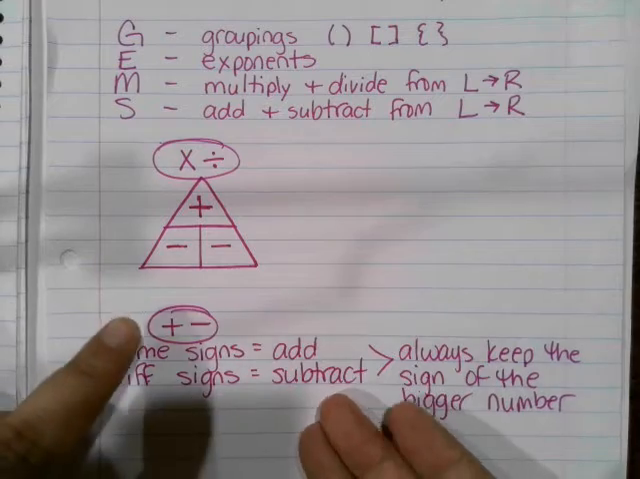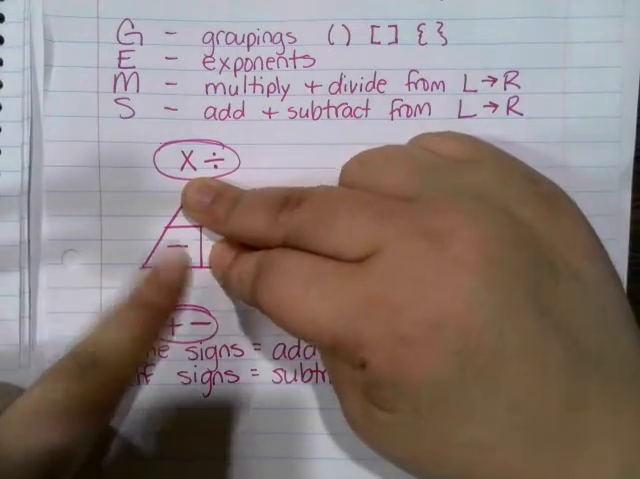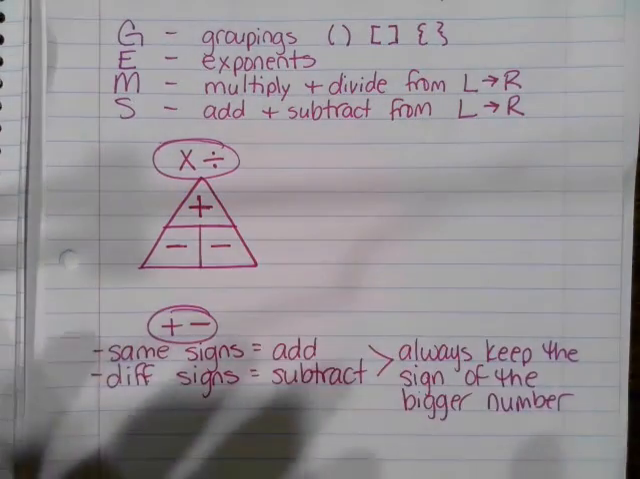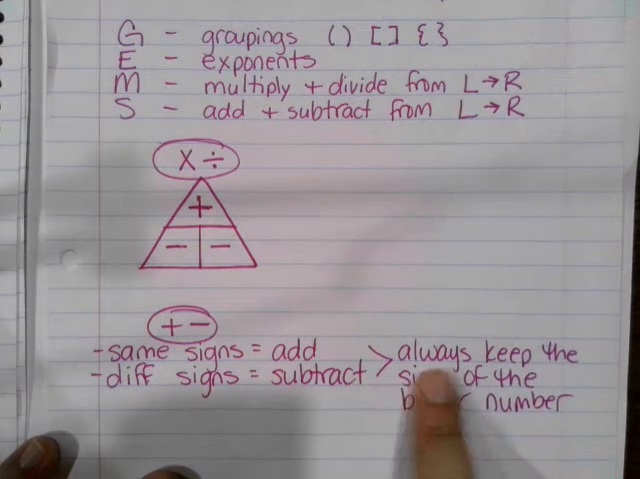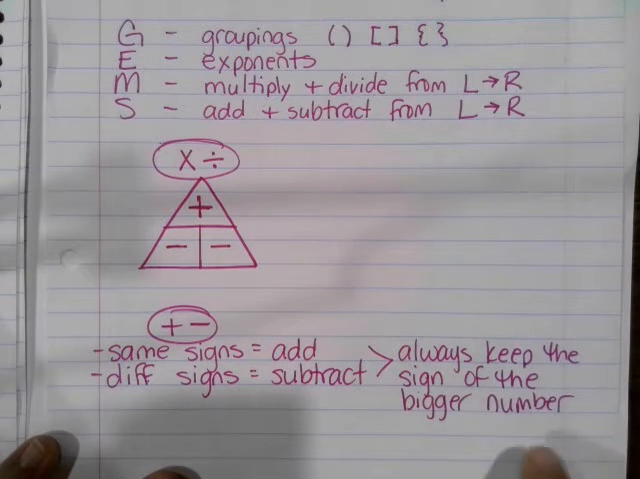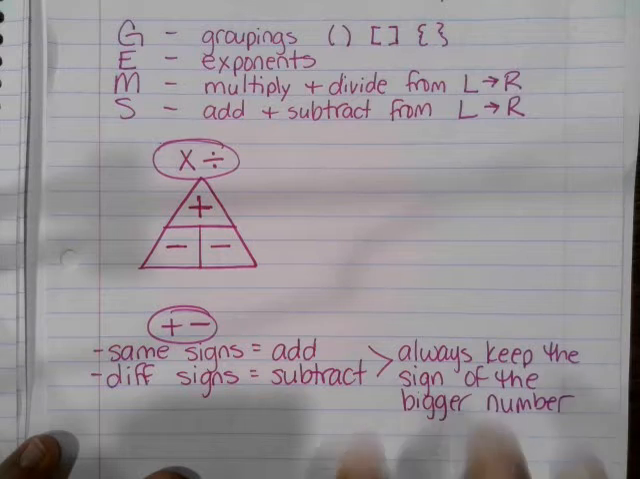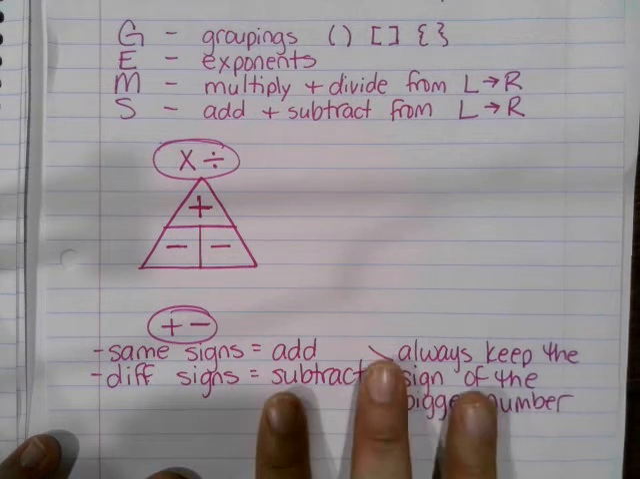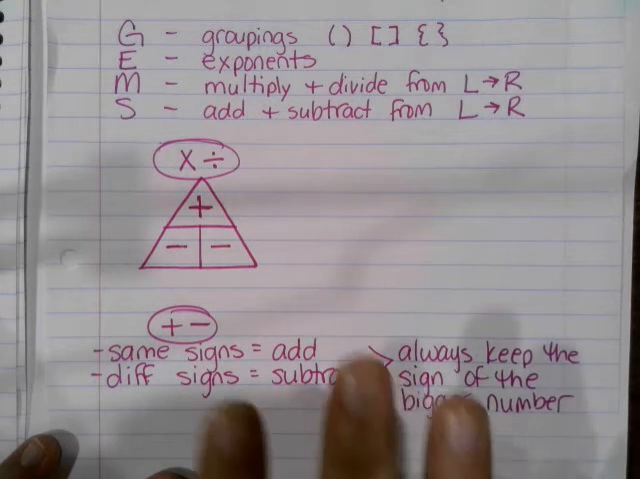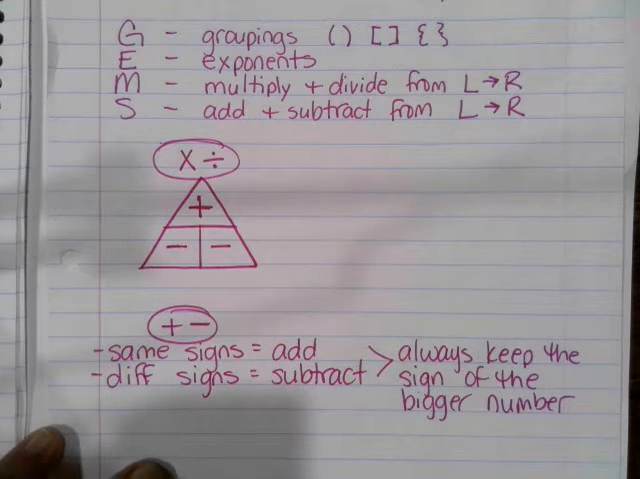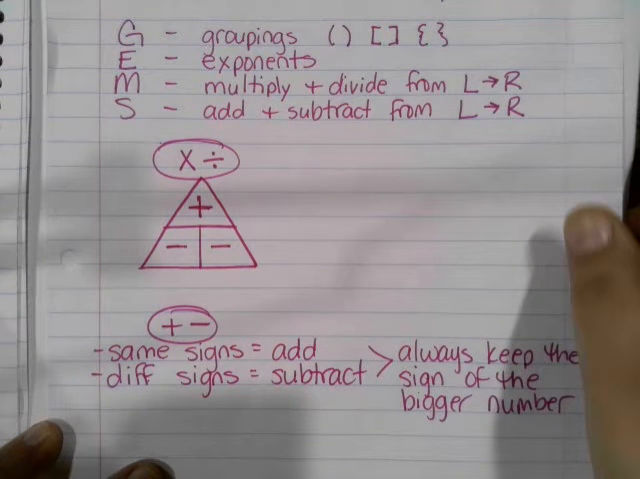But then when the signs are different, you go up here and you cover this up and say the answer is negative. You don't do that for adding and subtracting. You always keep the sign of the bigger number. Okay? Do not use your triangle to determine the answer when adding and subtracting. Only for multiplying and dividing. Okay, so let's get into an example.